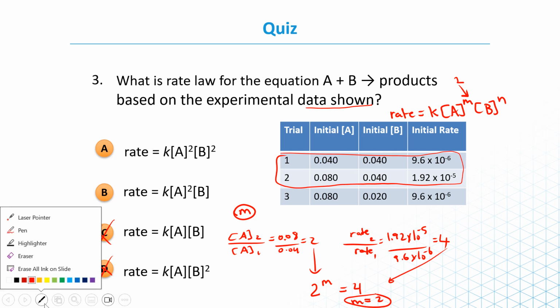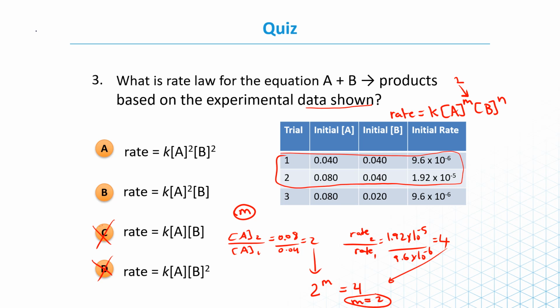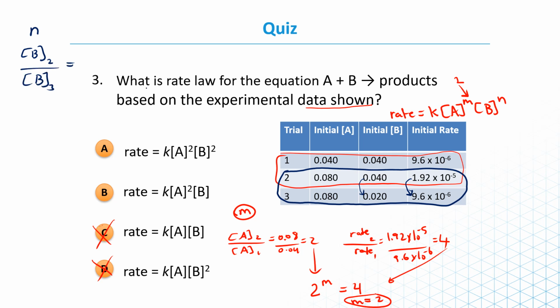Now, let's go and try to find n. Now for B, choose two experiments where A does not change. Now A does not change in 2 and 3. لكن في شيء معين. المشكلة انه الحين لما نروح من 2 إلى 3 الكونسنتريشن قاعد يقل إلى النصف، اوكي؟ الريت قاعد يقل إلى النصف. So it's better to do the concentration of B in trial 2 over the concentration of B in trial 3. دائما الأكبر تقسيم الأصغر، اوكي؟ عشان يسهل عليكم الحل.